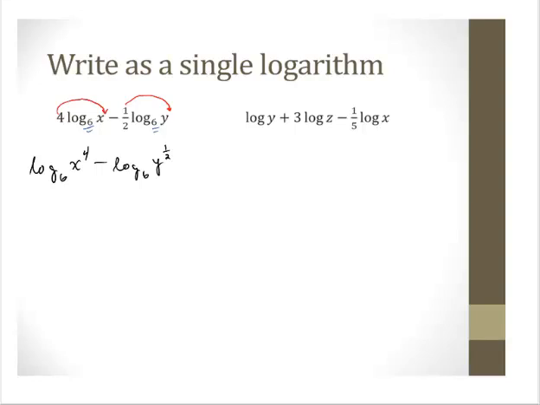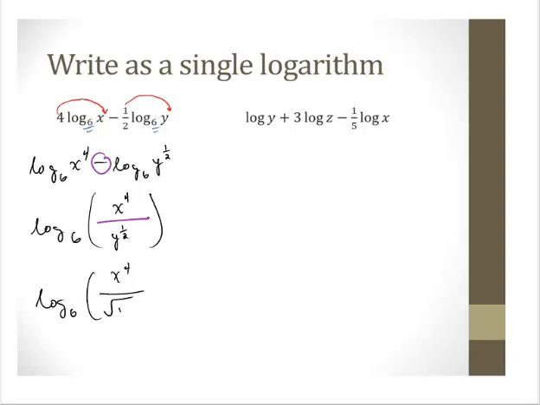Now, since I have a subtraction, I can write this as a single logarithm, base 6, of a quotient, x to the 4th over y to the 1/2. Now, sometimes you might see this, log base 6 of x to the 4th over the square root of y, since raising to the 1/2 power is the same as finding the square root.